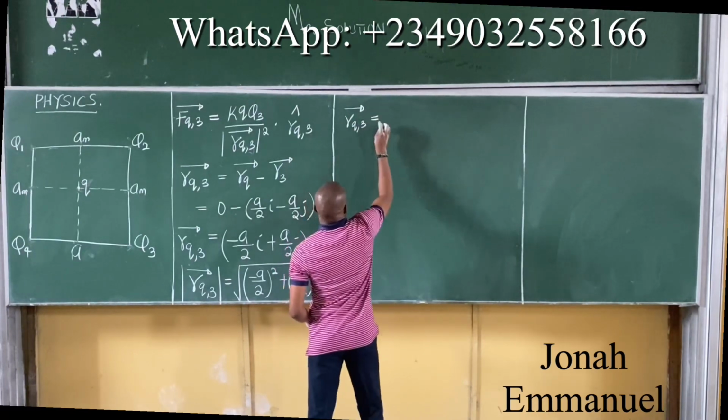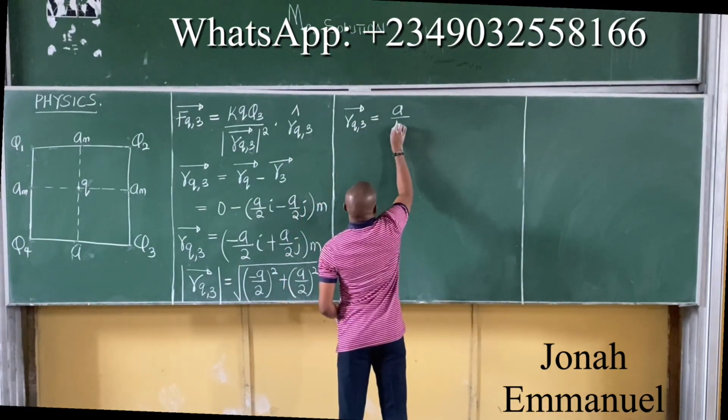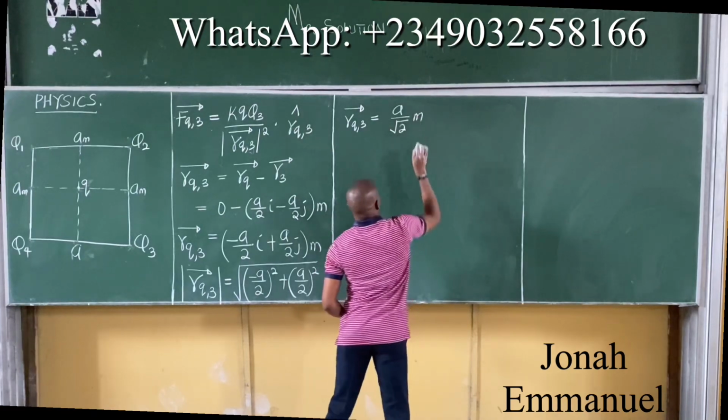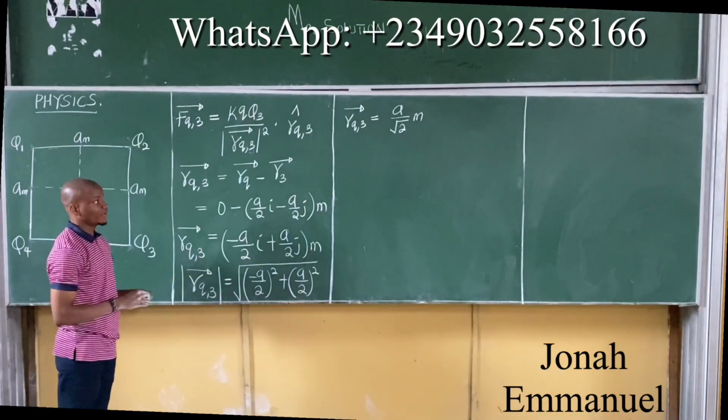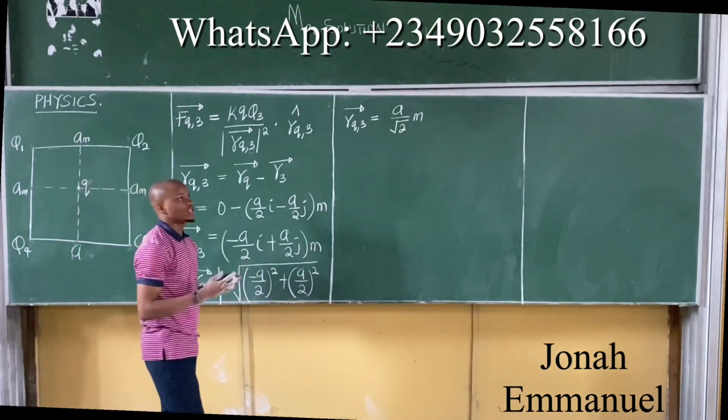RQ3 is equal to what there? A over root 2, all in meters. So the same A over root 2. You solve this one, you have the same thing in meters. Let's now get the unit vector.